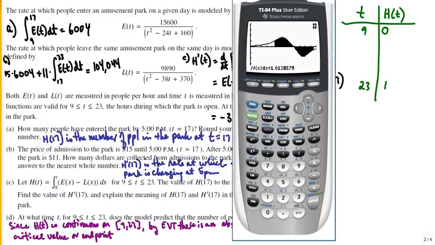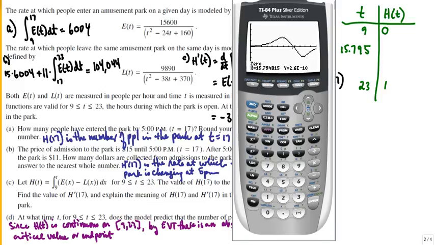I'm going to clear draw, and I'm going to find that by using a zero, left bound 0, right bound 24, guess, and it gives it to me at 15.795. Now since we start with 0 and we end up with 1, then that has to be the absolute maximum, but let's find the value that we're looking for.